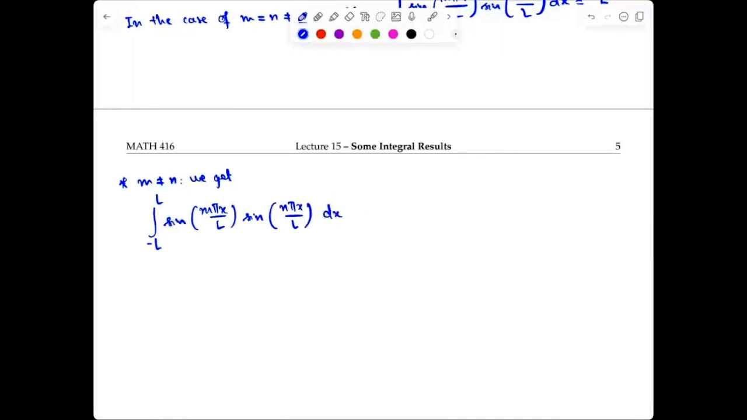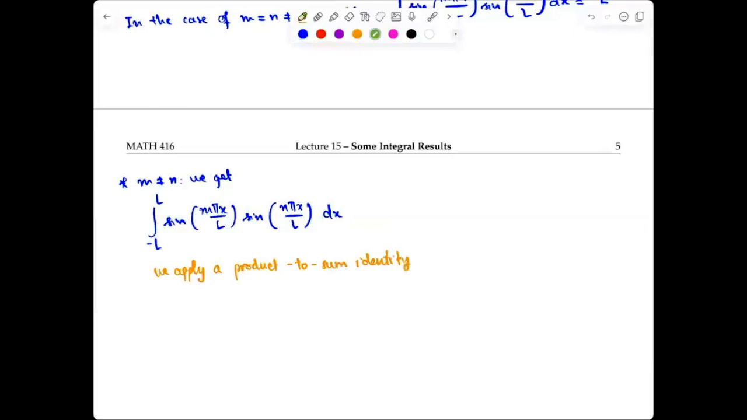Okay, again, at this point, you see that there's no basic integral formula that gives you the integral of sine of m pi x over L times another sine of n pi x over L. What you need to do is to manipulate the integrand using another trigonometric identity. So in this case, we're going to apply something called the product to sum identity.